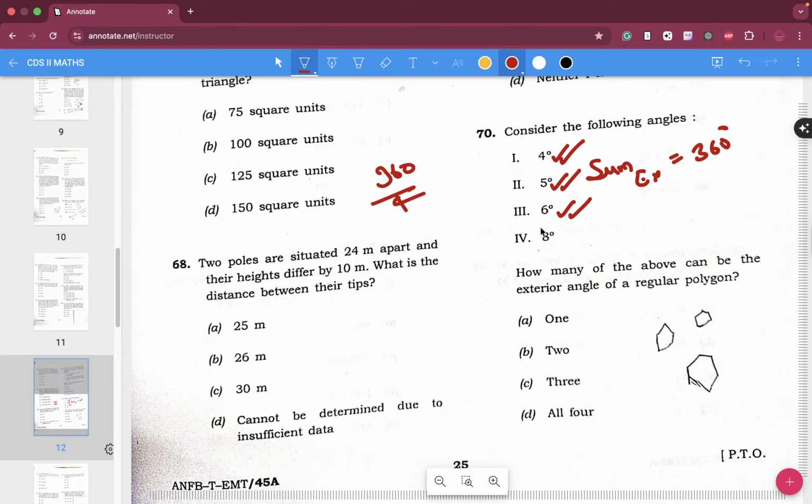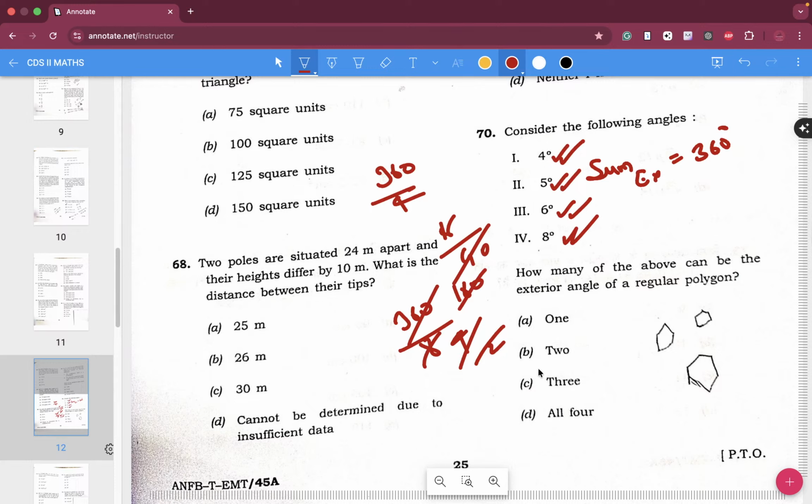Is it divisible by 8? Let me check. 4,180,290,245. Yes, it is divisible by 8. Okay, so which means yes, all of these are possible.